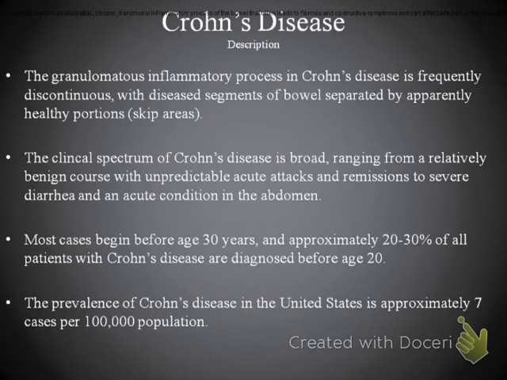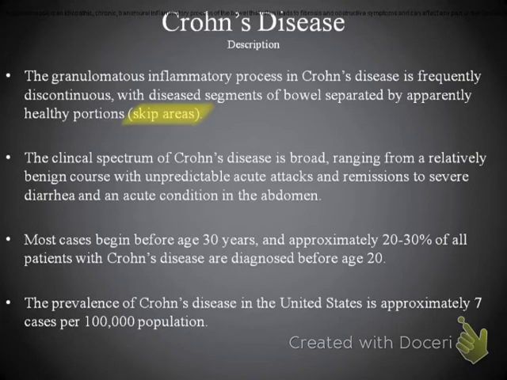The granulomatous inflammatory process in Crohn's disease is frequently discontinuous, with diseased segments of bowel separated by apparently healthy portions, and these areas are known as skip areas or skip lesions. So that's something to keep in mind, that Crohn's disease has skip lesions. So you have diseased and healthy portions coexisting. That will become important when we actually look at colitis.